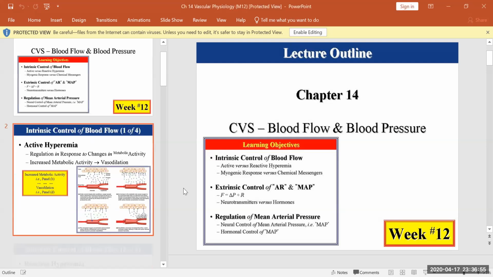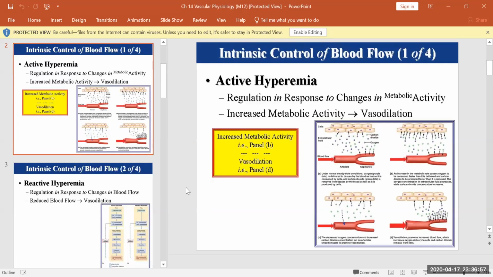So we're going to start off with blood flow being controlled by the blood vessels themselves. The first, there are actually four intrinsic mechanisms. The first one is called active hyperemia.